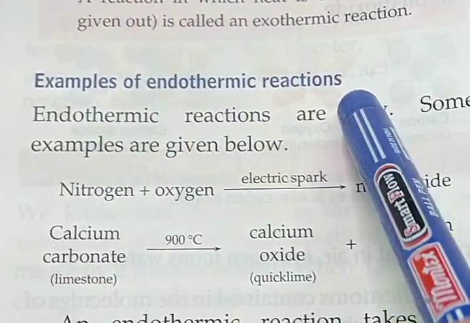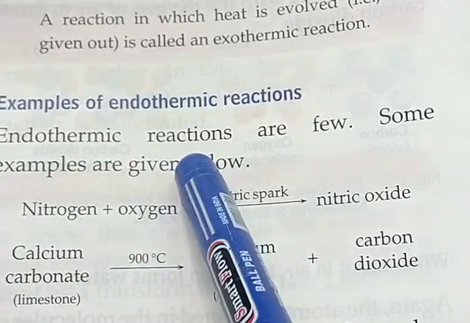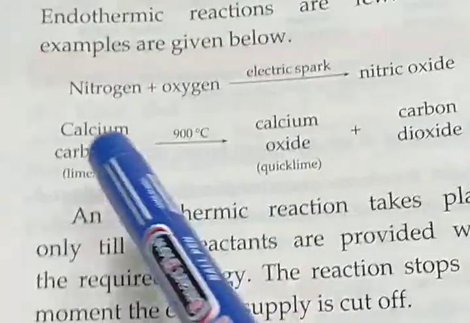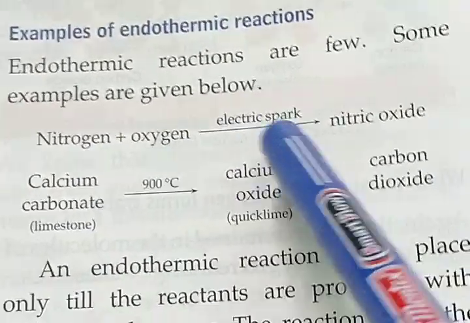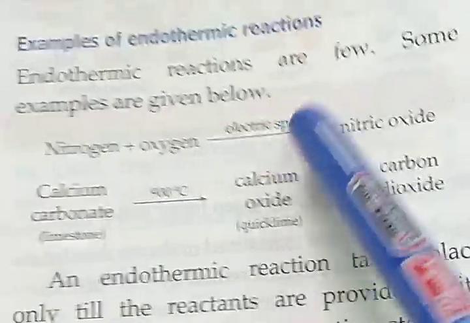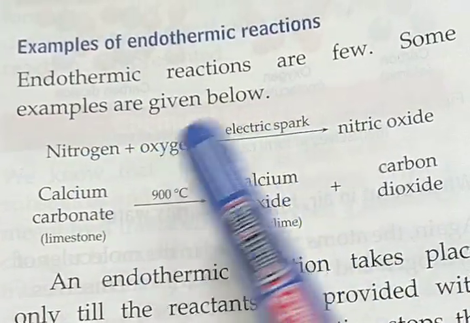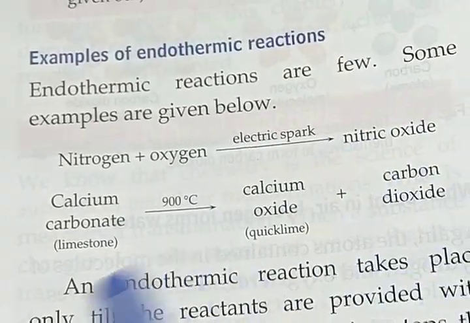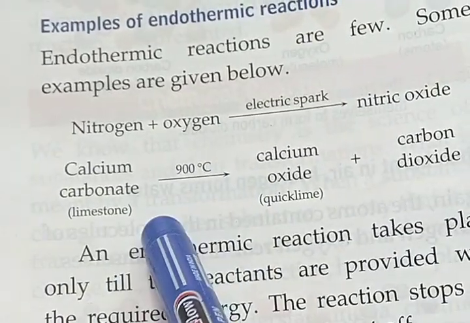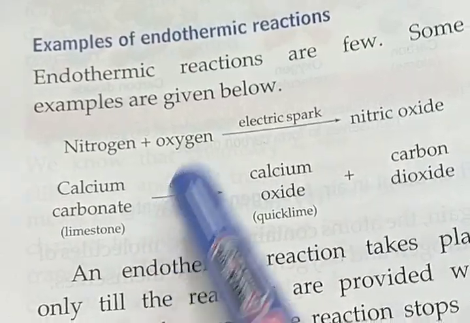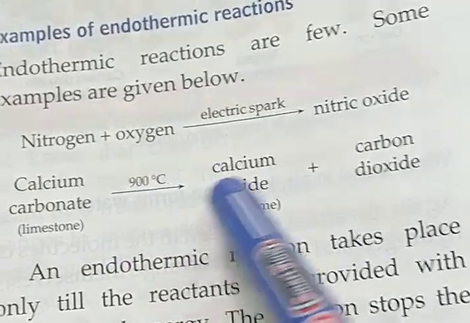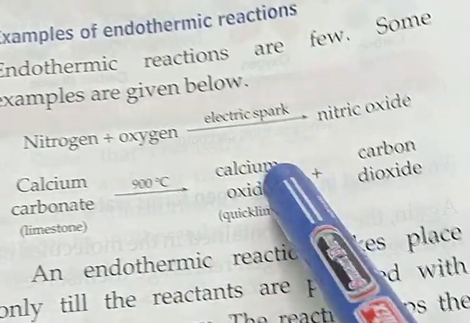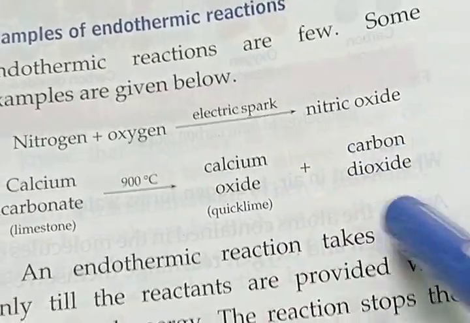Examples of endothermic reactions. Endothermic reactions are few. Some examples are given below. Like nitrogen plus oxygen, with an electric spark as a form of energy. Electric spark अगर हम लोगों के कॉम्बिनेशन होने के लिए काम में लगवाएंगे तो नॉर्मली नाइट्रिक ऑक्साइड फॉर्म होगा. सेम वही कैल्शियम कार्बोनेट को अगर 900 डिग्री सेल्सियस में अगर उसको हम हीट देंगे, दैट इज फॉर्म इनटू कैल्शियम ऑक्साइड और क्विक लाइम. Calcium oxide, that is also known as quicklime, plus carbon dioxide.